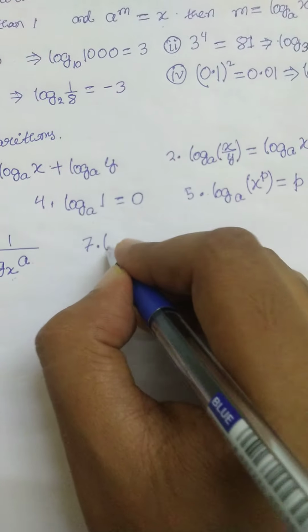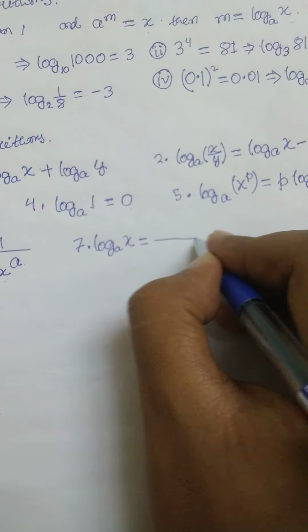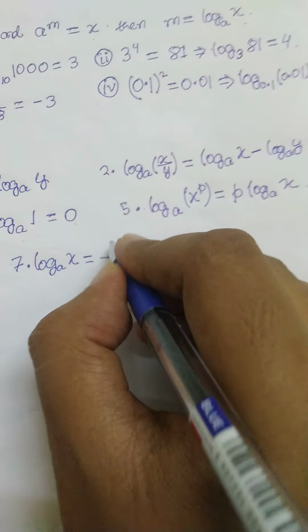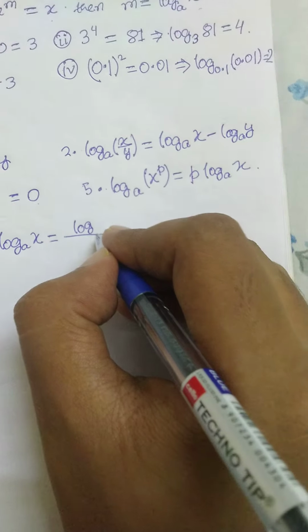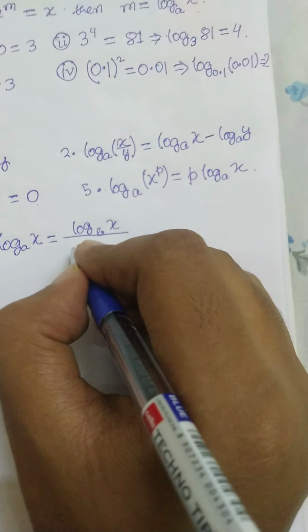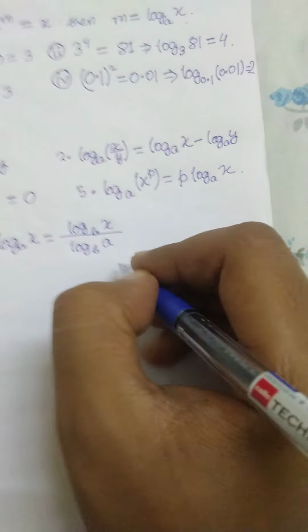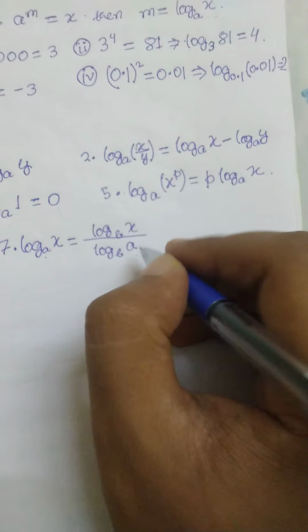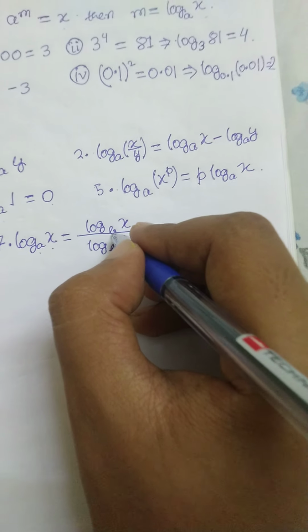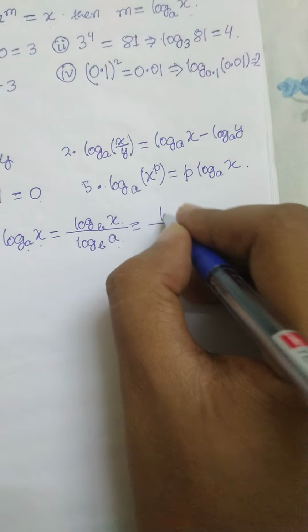Seventh, log base a of x, it's also an important property, is equal to log base b of x by log base b of a. This base a is here and x is here, and b we can choose anything, or we can write it as log x by log a.